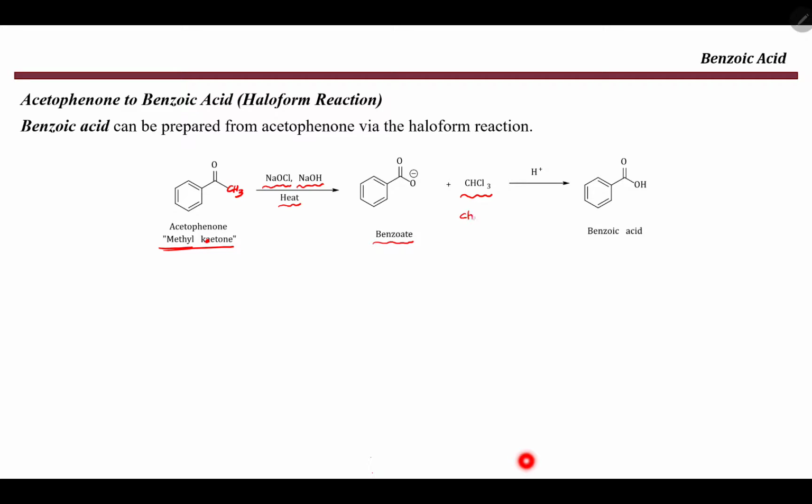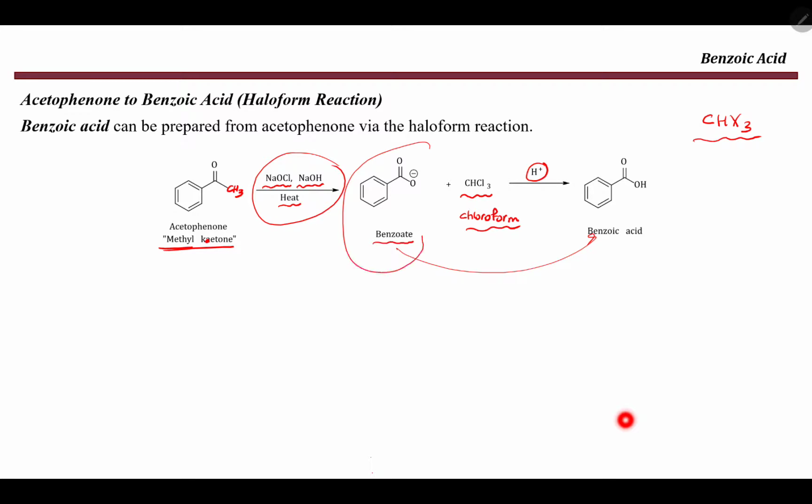This is chloroform in this case because we have chlorine. That's why we call the reaction haloform, because it always leads to the formation of chloroform or bromoform or iodoform, which has the formula CHX3. This is called a haloform. And then once we add an acid, the benzoate is converted into benzoic acid. So by just adding NaOCl and NaOH and heat, our product will be the benzoate or the carboxylate. And then after adding the acid, we can get the benzoic acid.